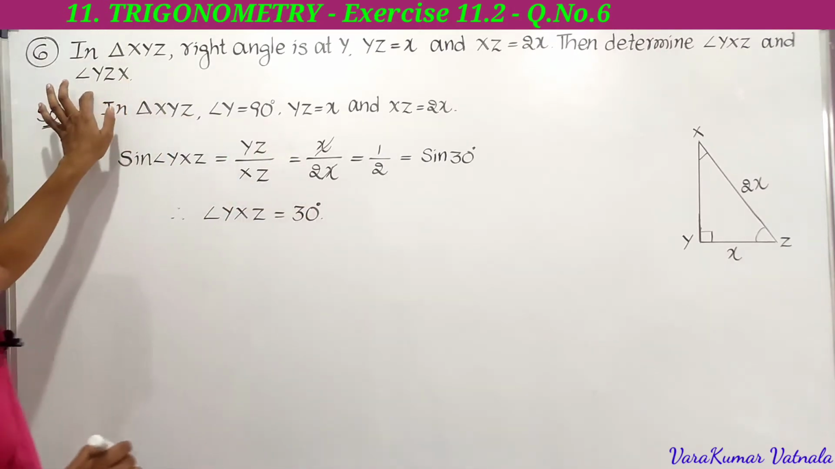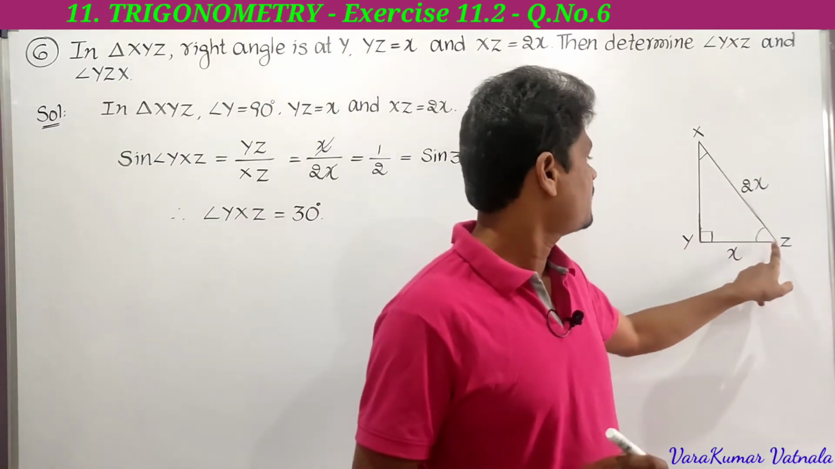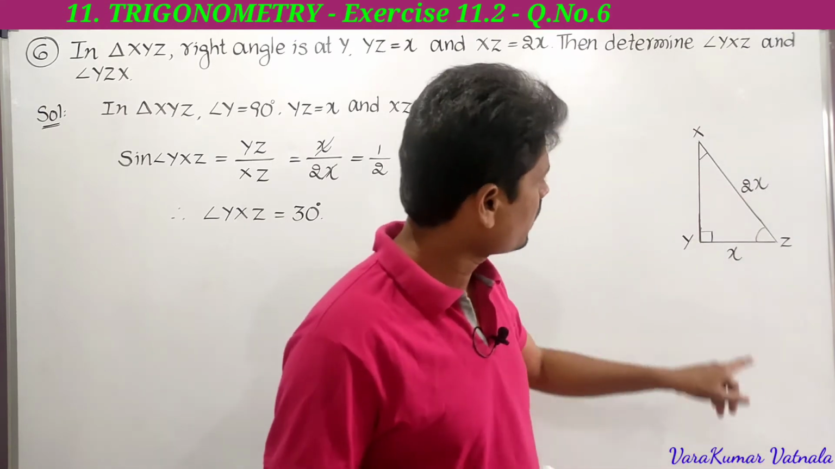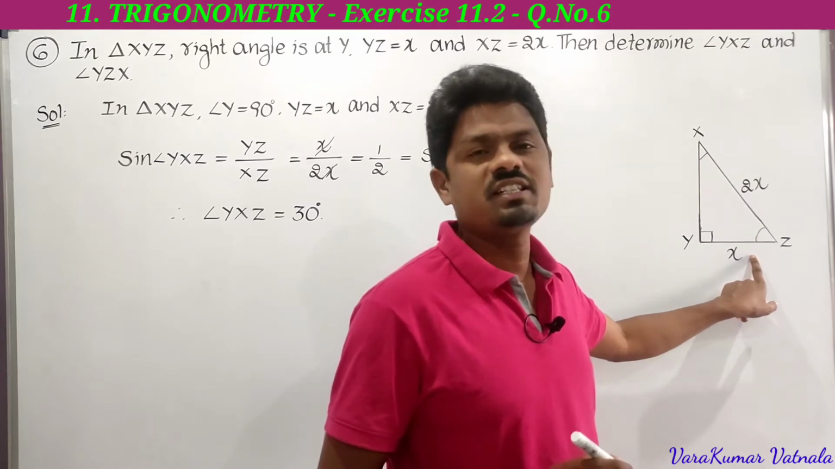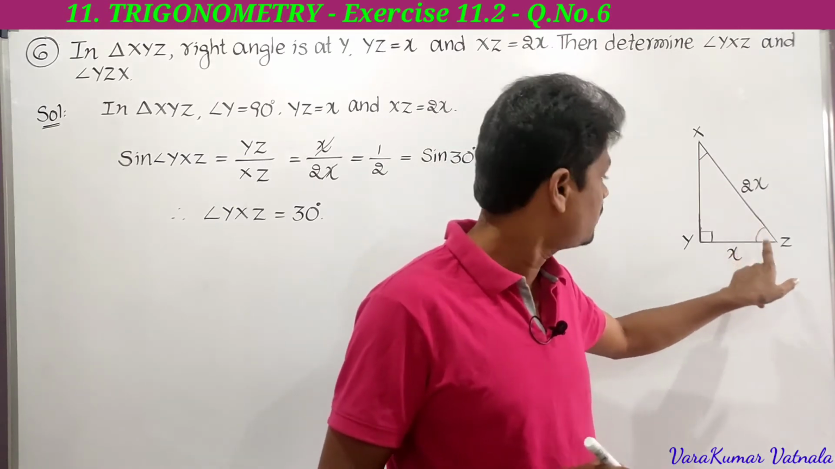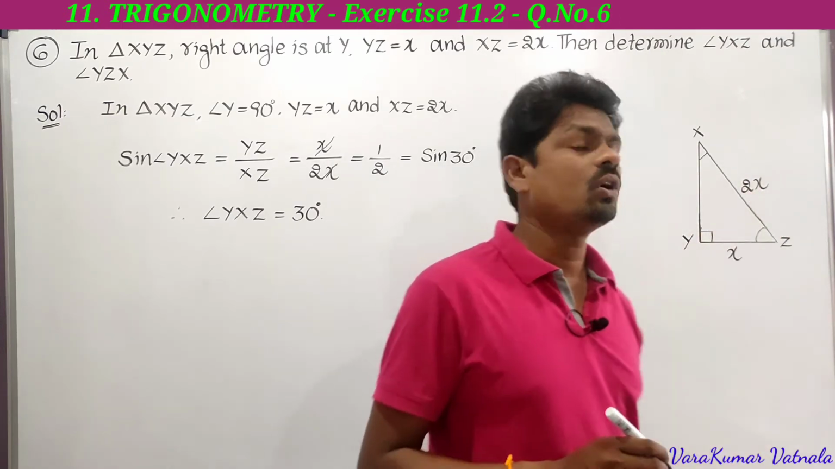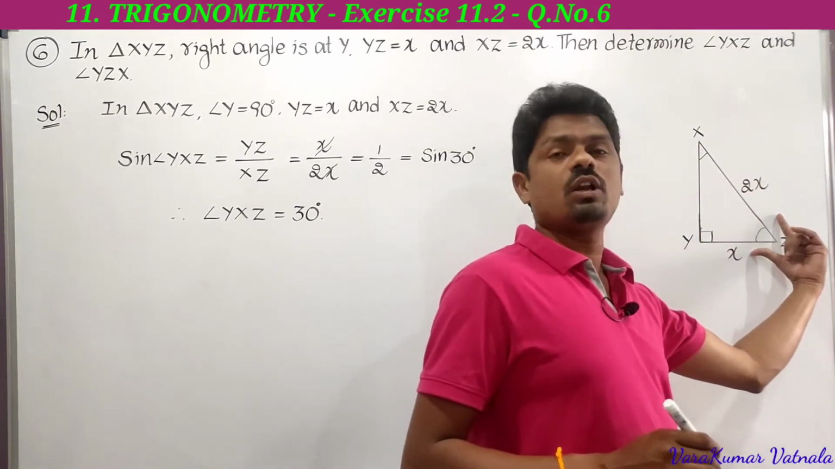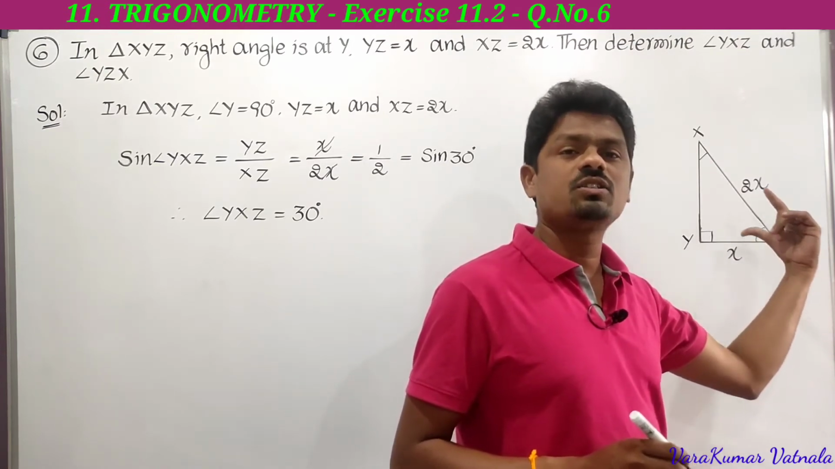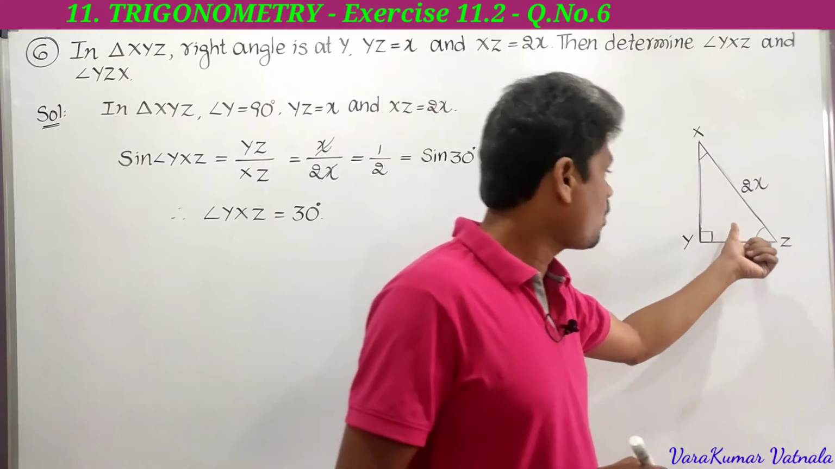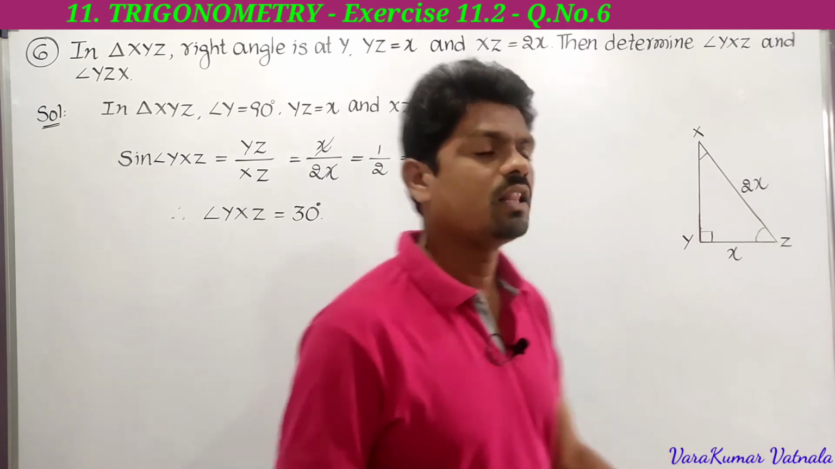It is also asking us to find angle YZX. With respect to angle Z, YZ becomes the adjacent side and XZ becomes the hypotenuse. Which trigonometric ratio relates the adjacent side and hypotenuse? Cos relates adjacent side and hypotenuse. So we have to find cos Z is equal to YZ by XZ.